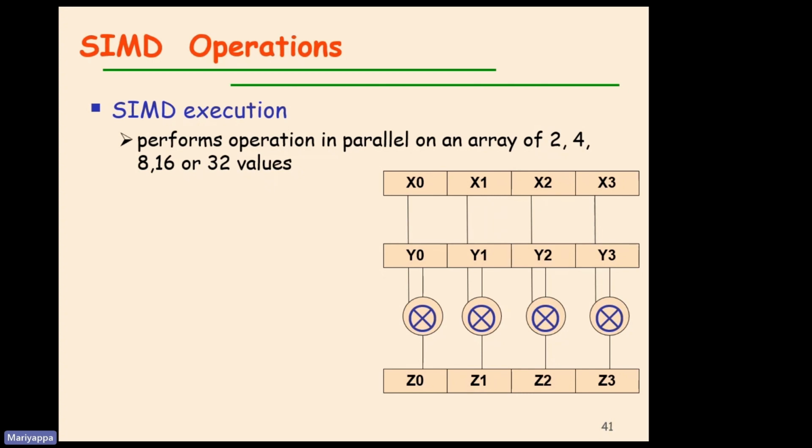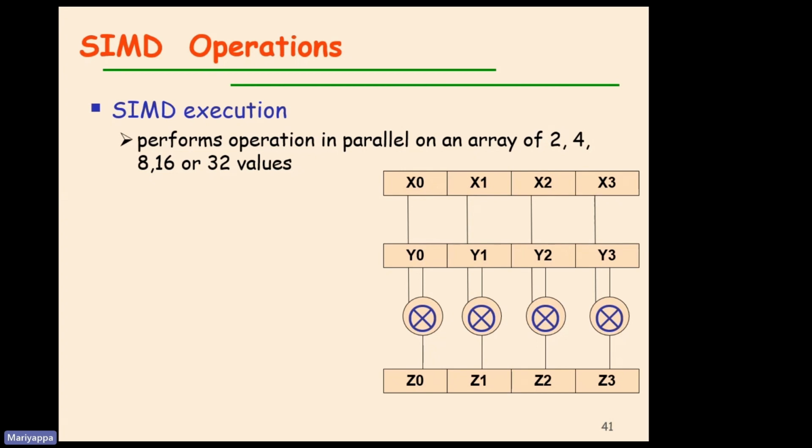For example, think of one register that is either 128 bits or 256 bits long, and each part of it is, let's say, 32 bits. I can perform addition of these 32-bit values and then store the results. So this is what is called a vector instruction, or the AVX instruction.